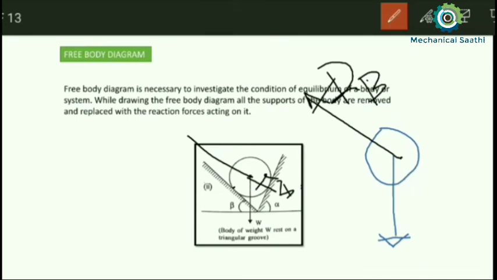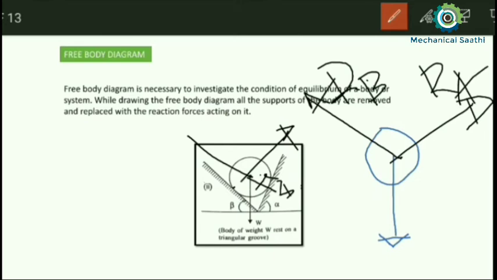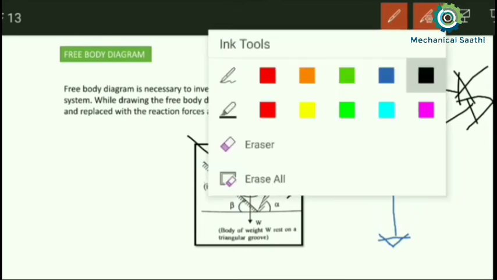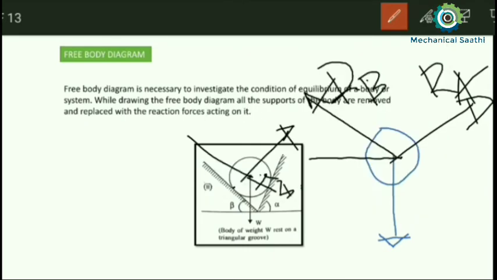Likewise, I will be getting a reaction like this. So let me draw another force, the reaction force, let that be RA. Now we need to find out the angle so that we can fix these forces. So let us try to find out this angle and this angle.